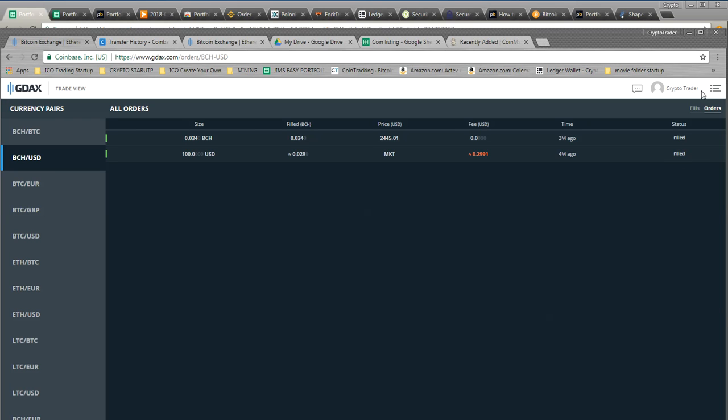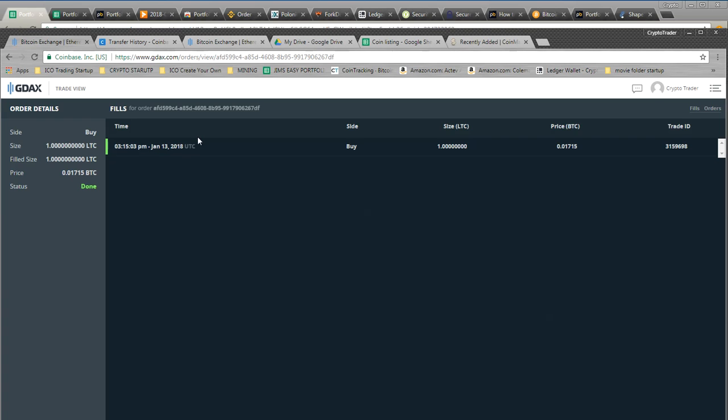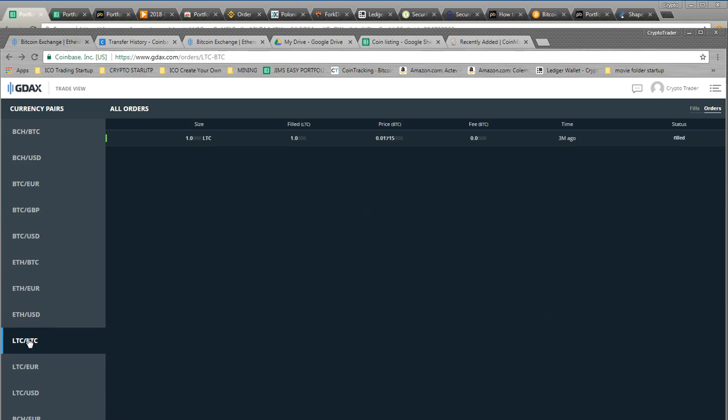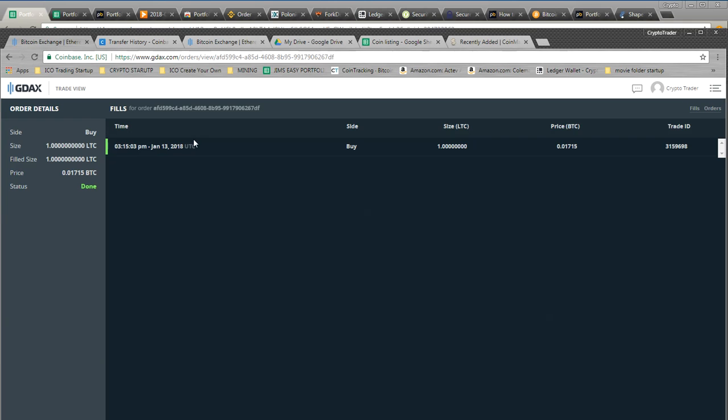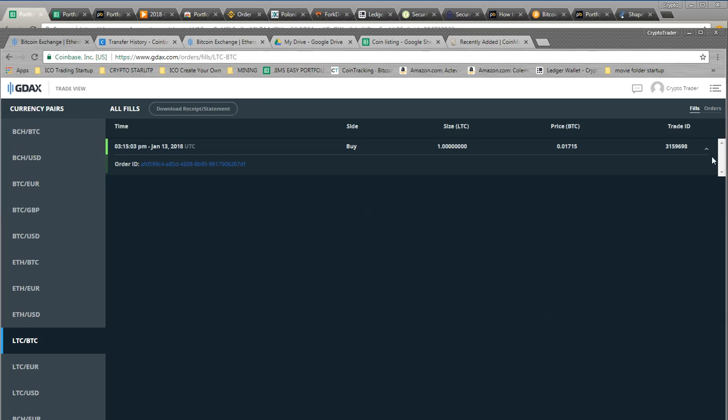The other option is to just get the data straight from their online panel. So if you go to Orders, you can go through each currency pair to find all of your transactions, and then you can look up the same information. So in this example, we are in the Litecoin Bitcoin pair. I clicked on a single trade, and you can see I've bought one Litecoin by selling 0.01715 Bitcoin.